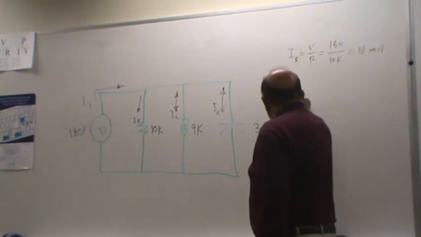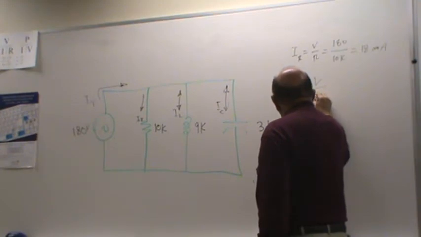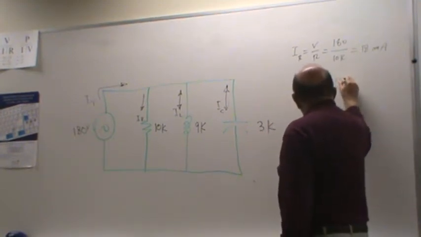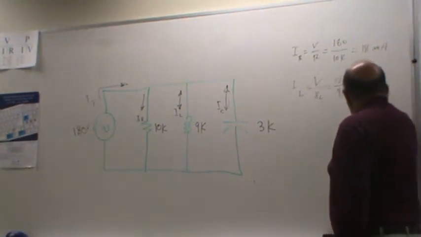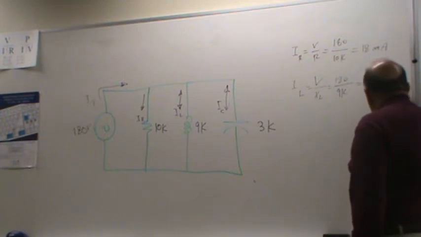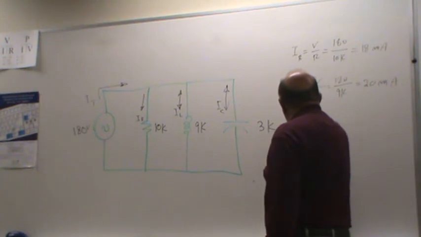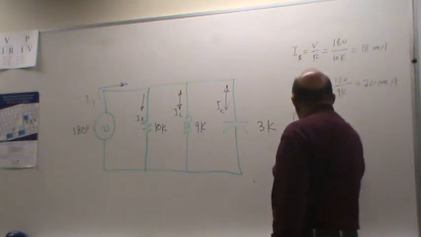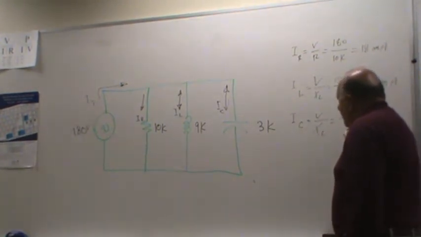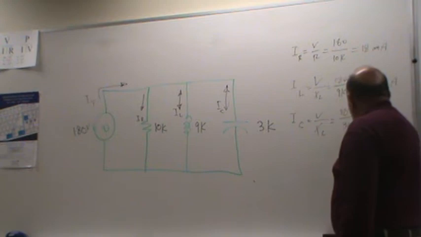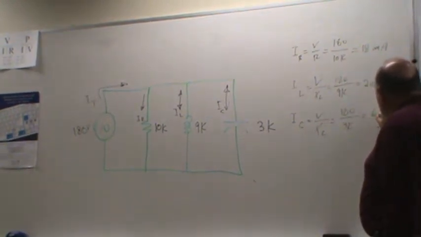I sub L is equal to V over X sub L, 180 over 9K is equal to 20 milliamps. And I sub C equals V over X sub C, which is 180 over 3K. And that is equal to 60 milliamps.